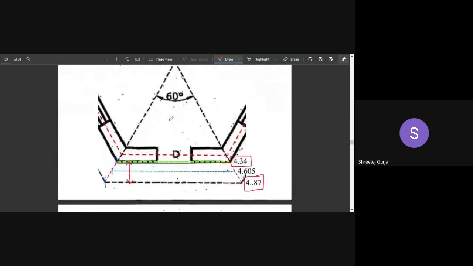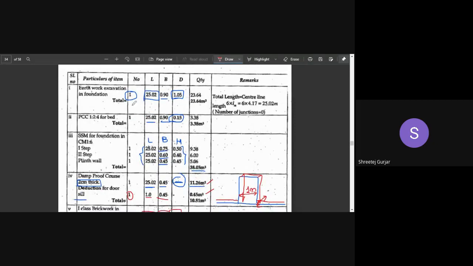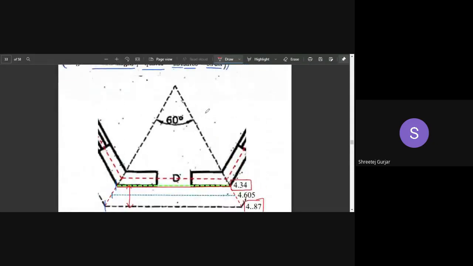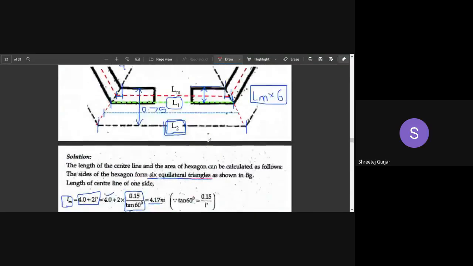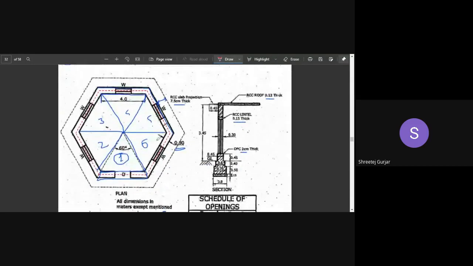Only this part is a bit complicated, and your tabular column formation is very easy. You only have to take care while calculating all these quantities. So I hope this is clear. If you have any doubts, you can let me know. And also, if we need a break, you can let me know. You can have a break and then we can continue, or else maybe I will continue with the next problem.